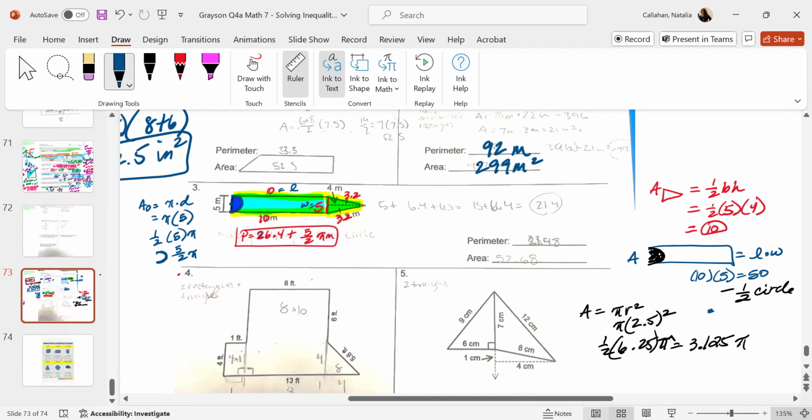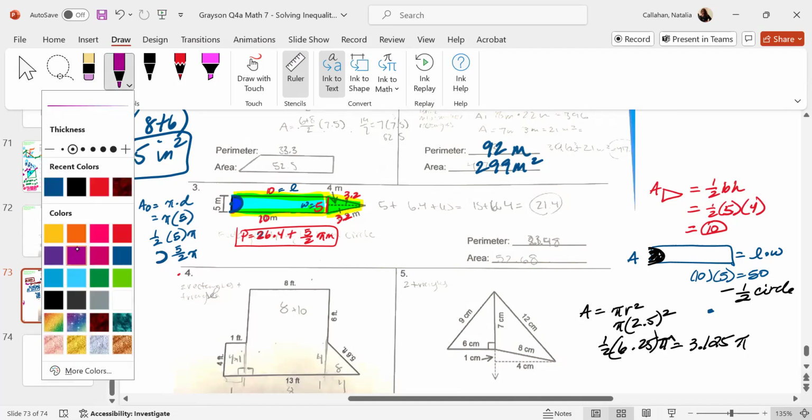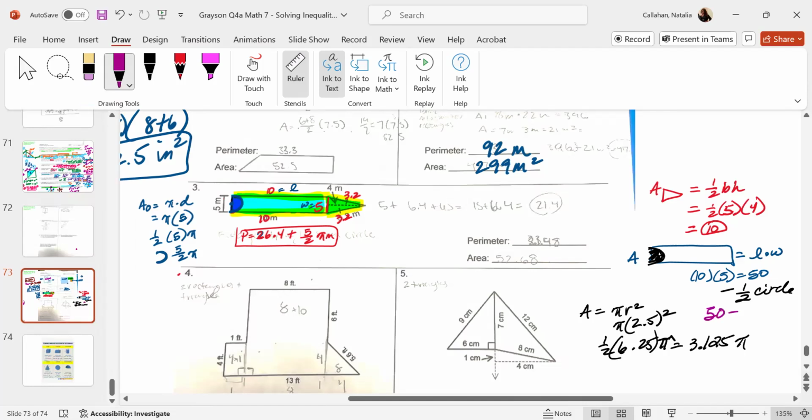So then my area for the rectangle is going to be 50 minus a half circle, right? 50 minus 3.125 pi.